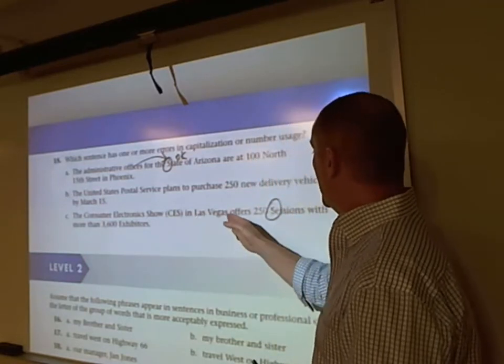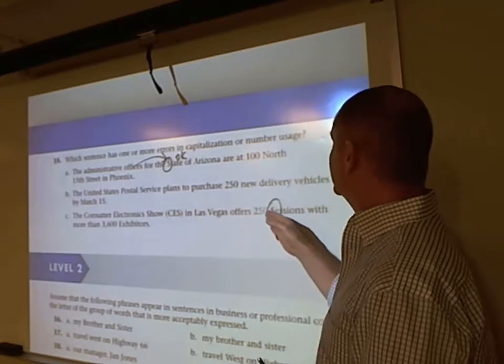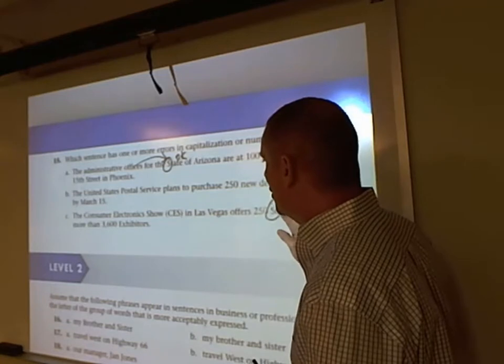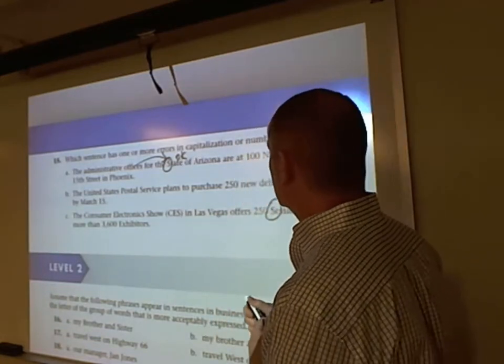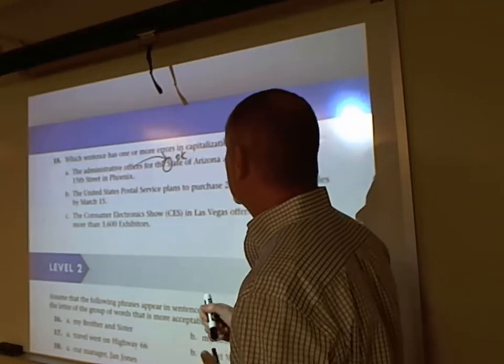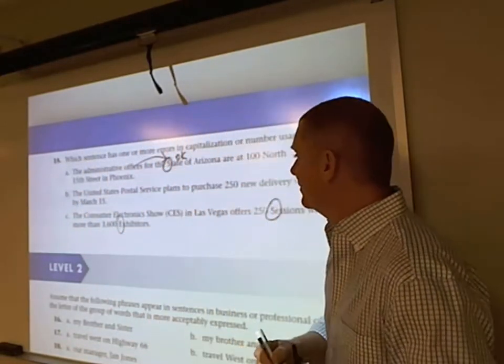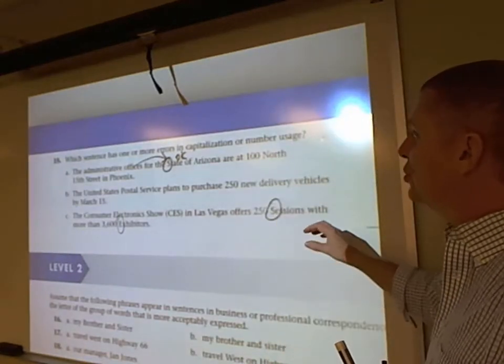It's above 10. Session should not be capitalized, so there's your error. And there's another error too, with more than 3,600 exhibitors. Exhibitors should not be capitalized either. So 2 errors in this one. So letter C is your correct answer for an incorrect one. Okay, that's going to move us down to level 2.